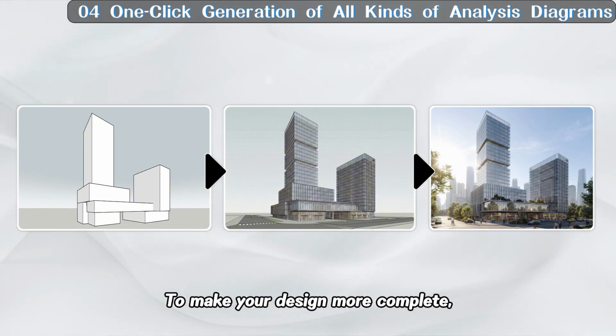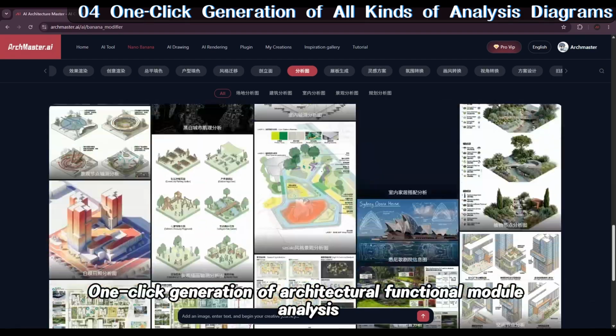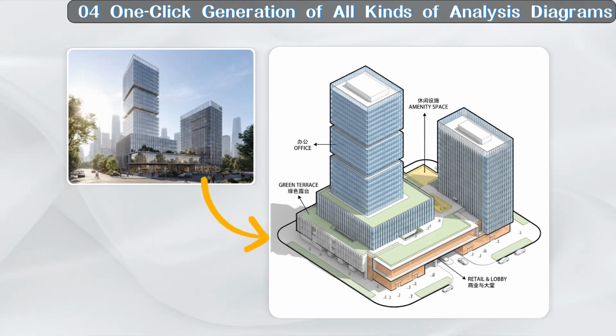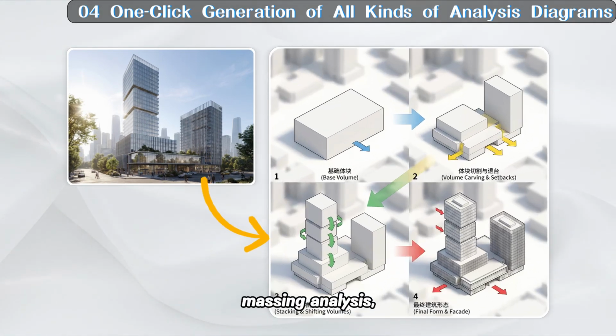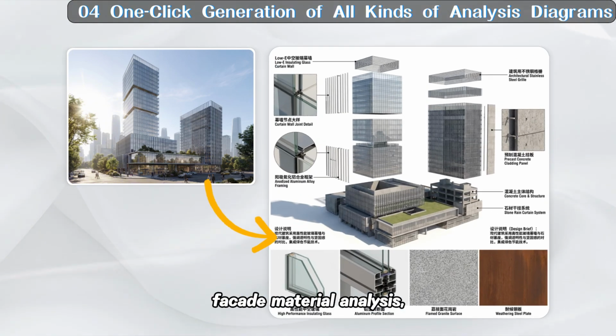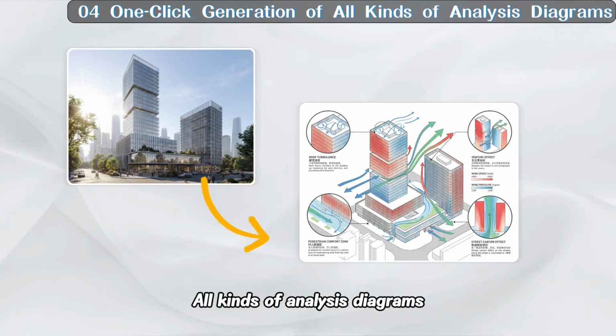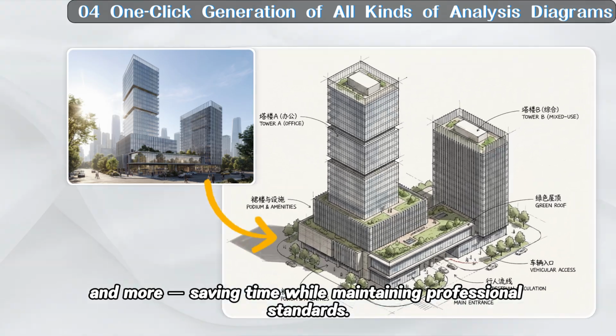To make your design more complete, use the AI Design Agent. One-click generation of architectural functional module analysis, internal circulation analysis, landscape node analysis, massing analysis, axonometric analysis, facade material analysis, solar analysis, all kinds of analysis diagrams, and more, saving time while maintaining professional standards.